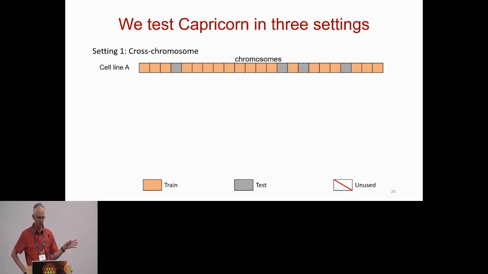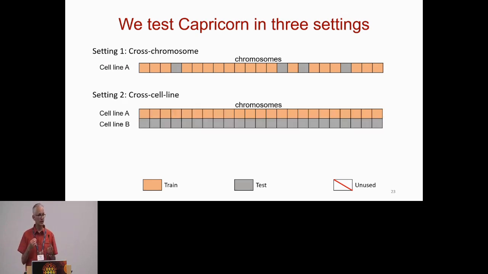One simple way is what's called a cross-chromosomal setting. You take the genome, divide the chromosomes into training chromosomes and test chromosomes, train on some, test on others. That's pretty straightforward. It's a little bit unrealistic because you don't typically do a Hi-C experiment on some chromosomes and then look at the other ones later.